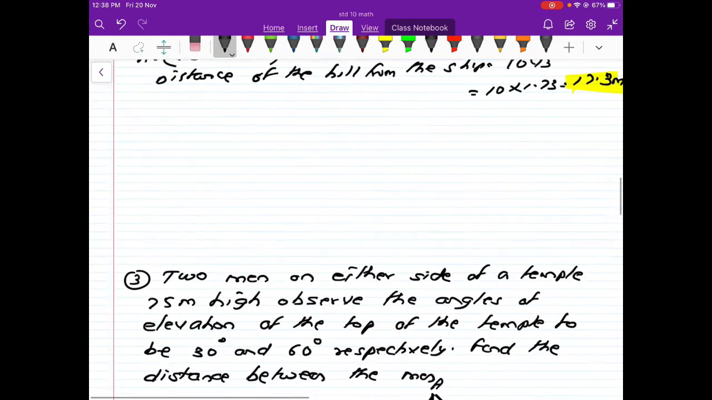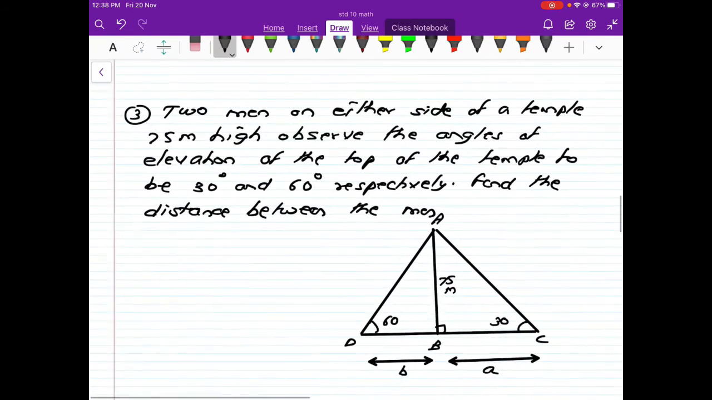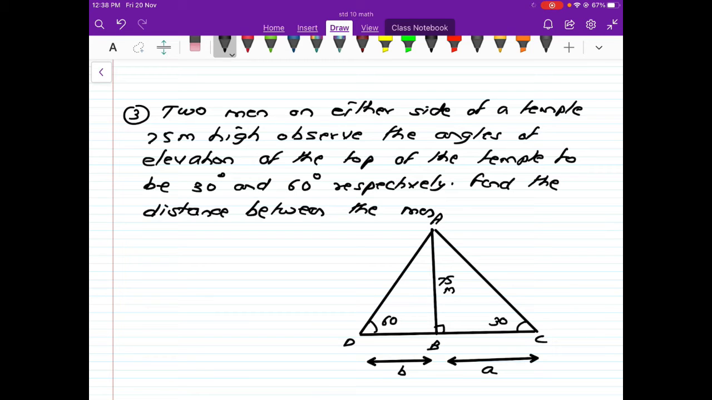So now we'll go for the third sum. Now this is an interesting sum. Two men are on either side of a temple. So AB we can take as the temple, having a height of 75 meters. They find the angle of elevation separately. One is getting 30 and one is getting 60. So we have to find how far the men are away from each other.